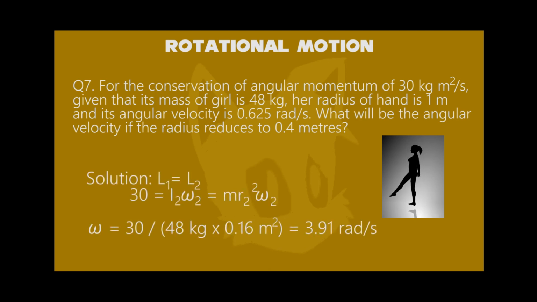The answer is 3.91 radians per second. That means its radius reduced to 0.4 meters.